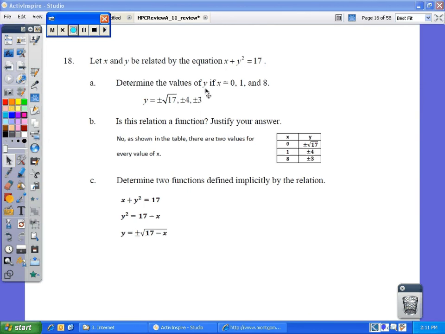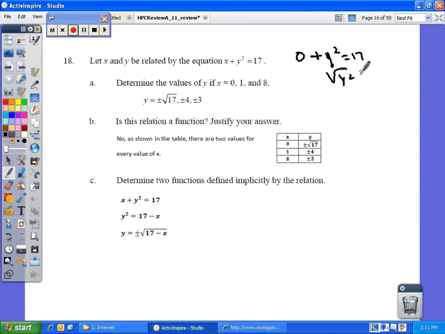You're going to plug in these three values in x and you're going to solve for y. Now, remember, for example, when you have x is 0, then you would have 0 plus y squared equals 17, and then you would have to take the square root of both sides. And please don't forget that when you take the square root of both sides of an equation, there are two possible square root values, a positive and a negative one. And if you leave that off, then you're leaving off a possible solution.